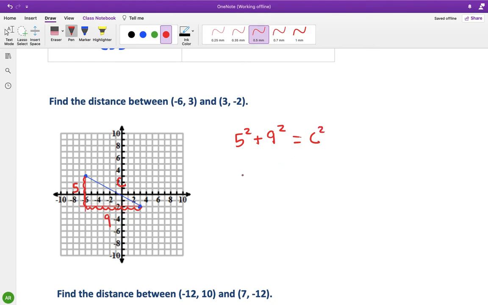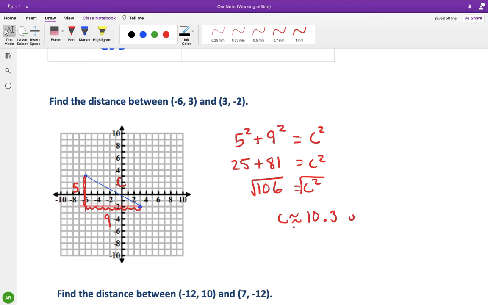So I'm going to go ahead and set up the Pythagorean theorem. So 25 plus 81 equals c squared. 25 plus 81 is 106. Square root of 106. C, we know it's going to be a little bit more than 10. C is approximately 10 and 3/10 units. All right, so that's using just the Pythagorean theorem. You could use the distance formula with this one as well, but, you know, I thought I'd alleviate a little stress.